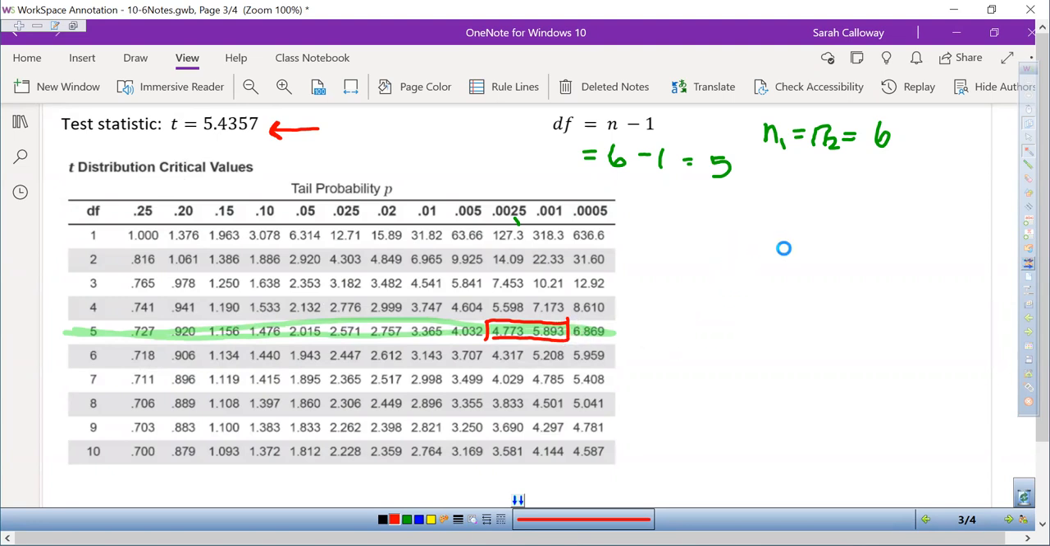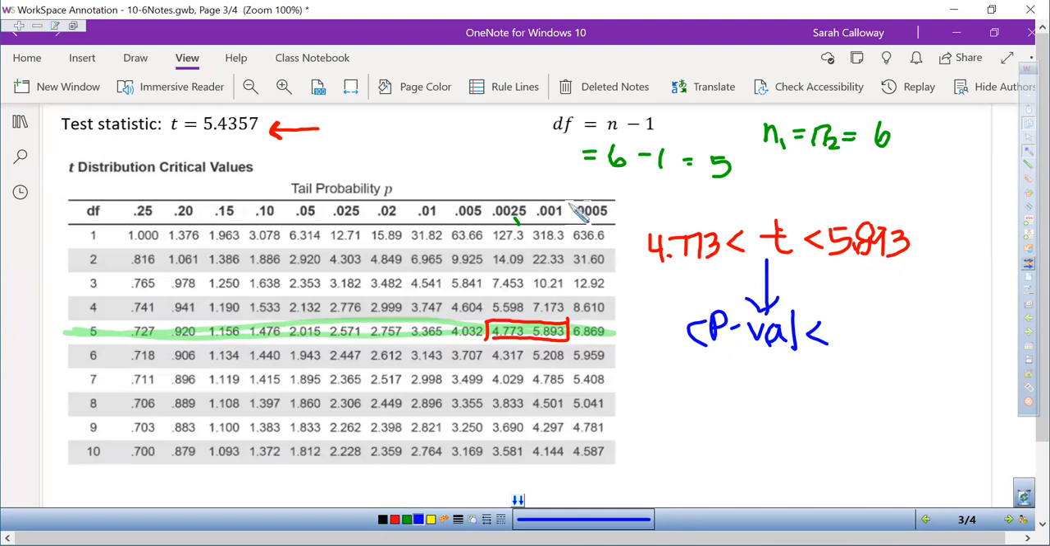So our value for t is between 5.893 and 4.773. So what that means for the p-value is that it's between these two percentages, 0.0025 and 0.001. So it's 0.25% and then 0.1% is our p-value for this problem.